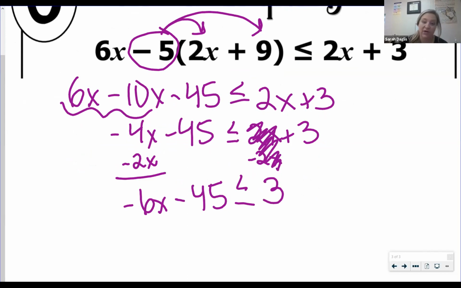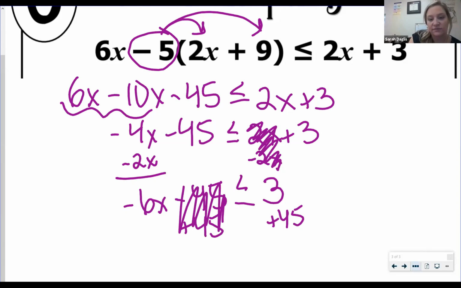Now we're going to move 45 over to the right. Right now it's minus 45, so opposite of that, we're going to add it. So we're going to add 45 over. Because negative 45 plus 45 has canceled. So we have, I'm running out of room, aren't I? We have negative 6x is less than or equal to 48.